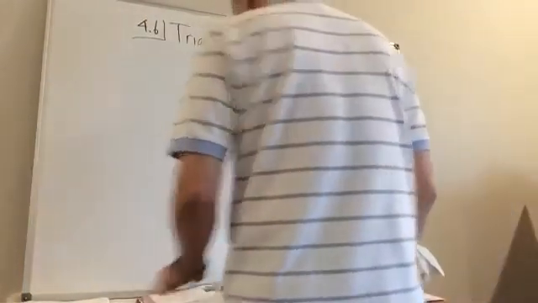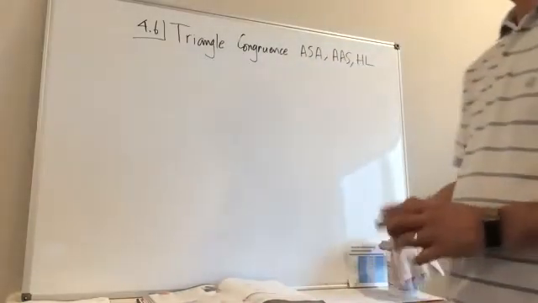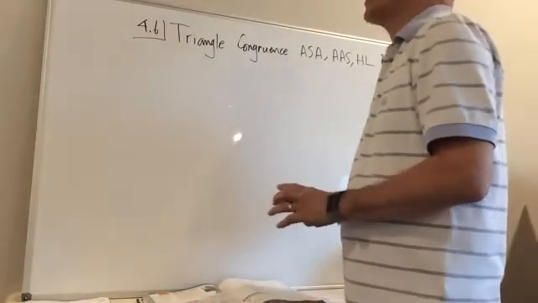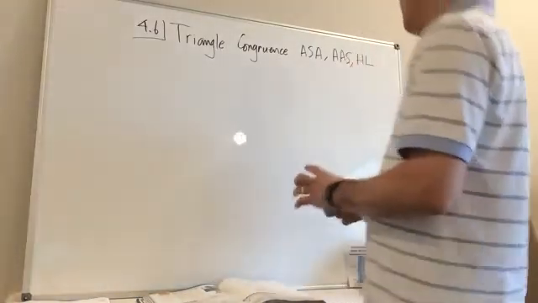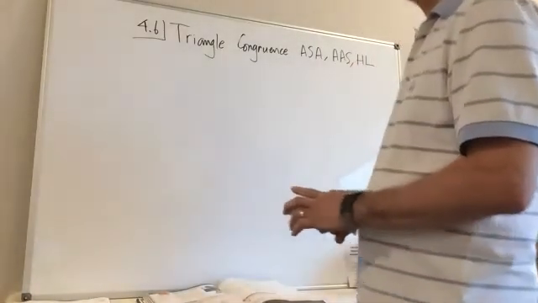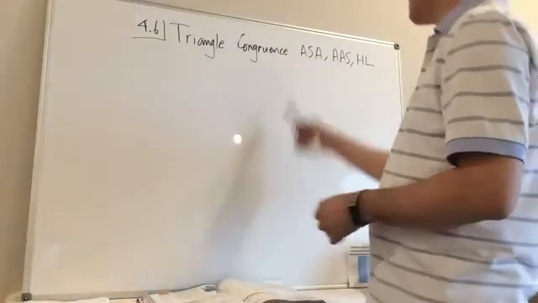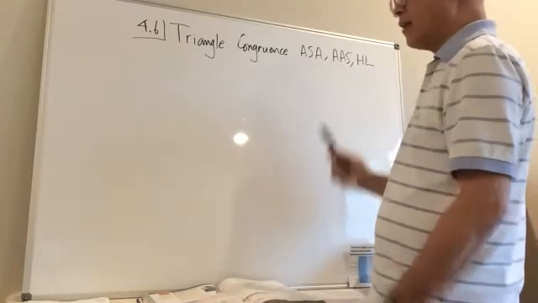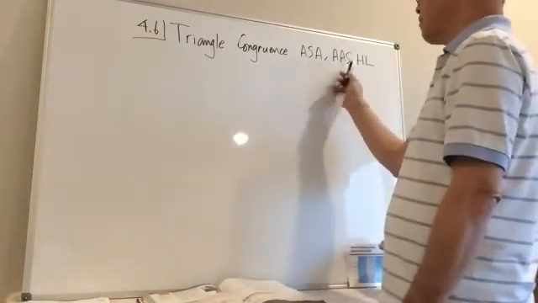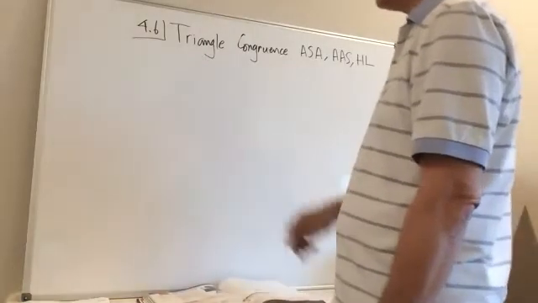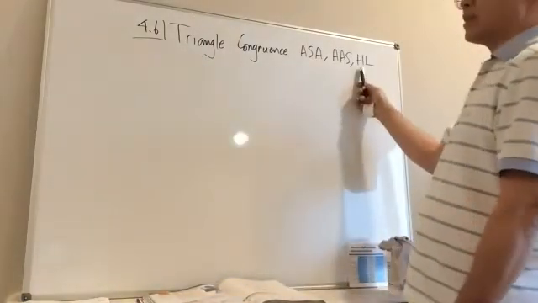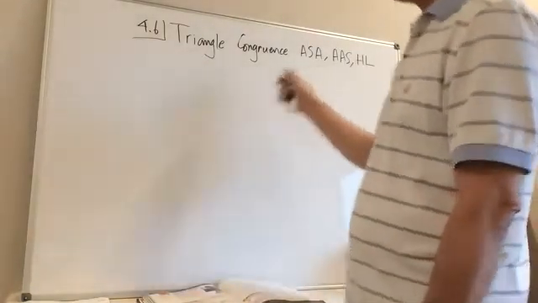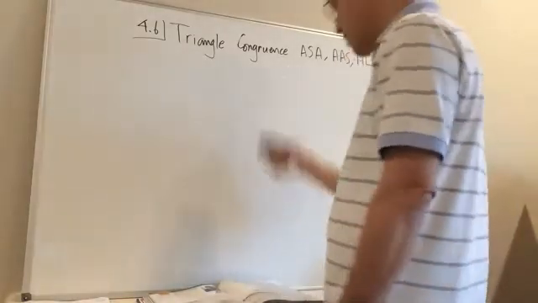So let's go ahead and get back on track. We're at 4.6 now. In 4.5, we talked about side-side-side and side-angle-side. We're going to learn three more things: angle-side-angle, angle-angle-side, and these are obviously conditions for congruence. And then there's the mysterious HL, so we'll get to that when we get there. Let's go ahead and do the angle-side-angle.